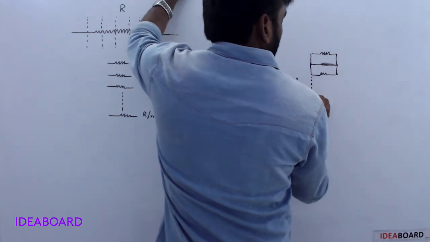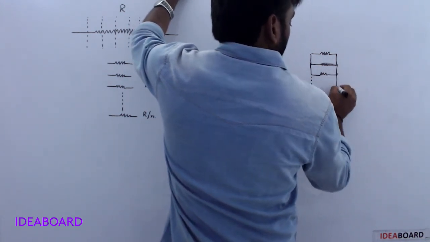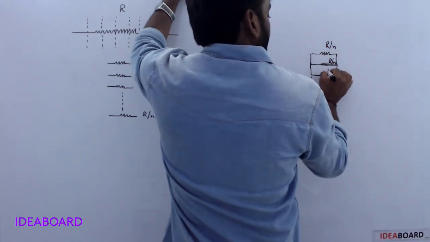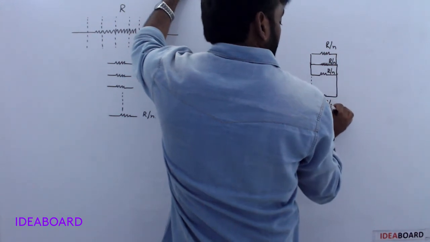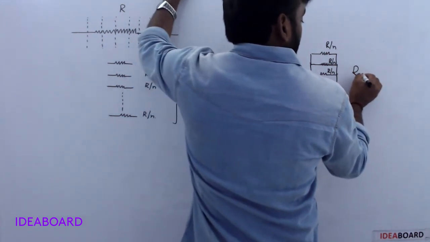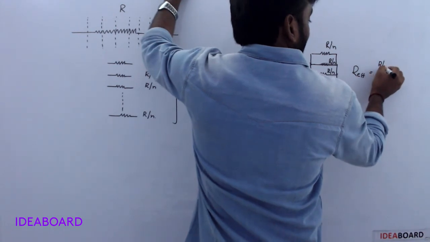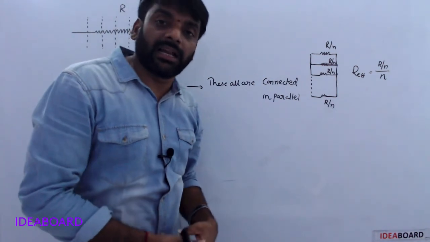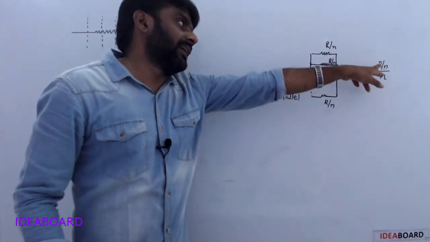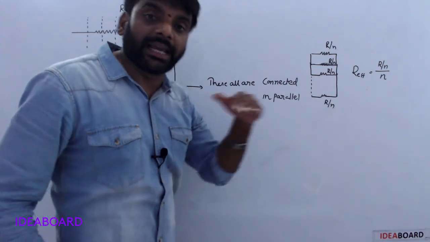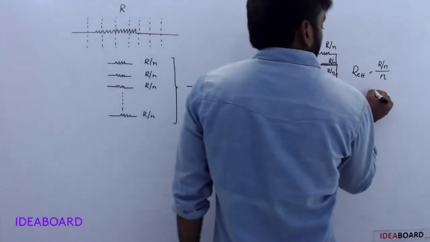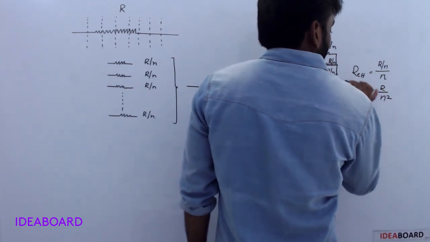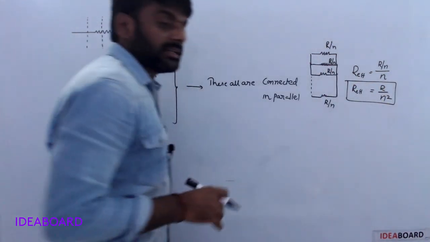All are connected in parallel: R by n, R by n, R by n, R by n. What about the effective resistance? Each one has R by n, and because all are identical with n resistors, the effective resistance is R by n square.